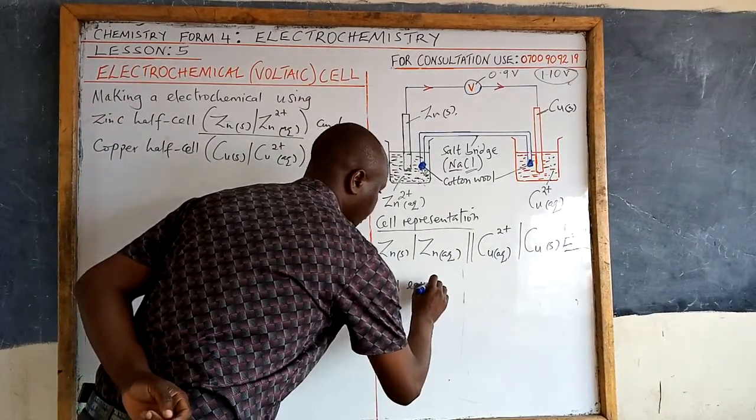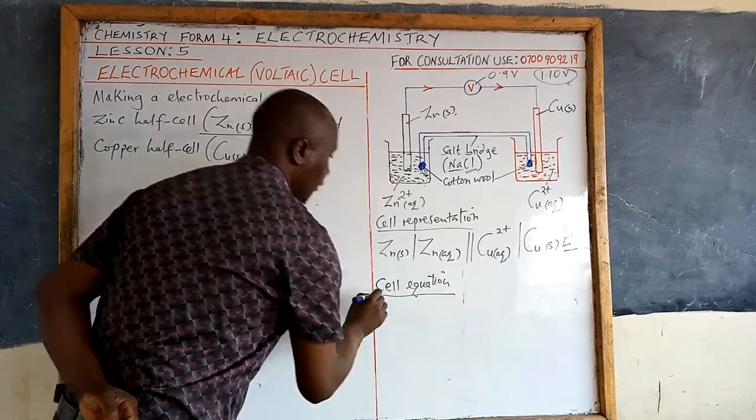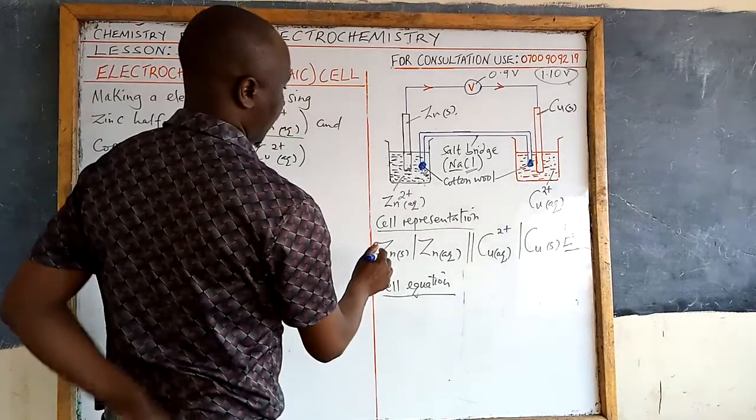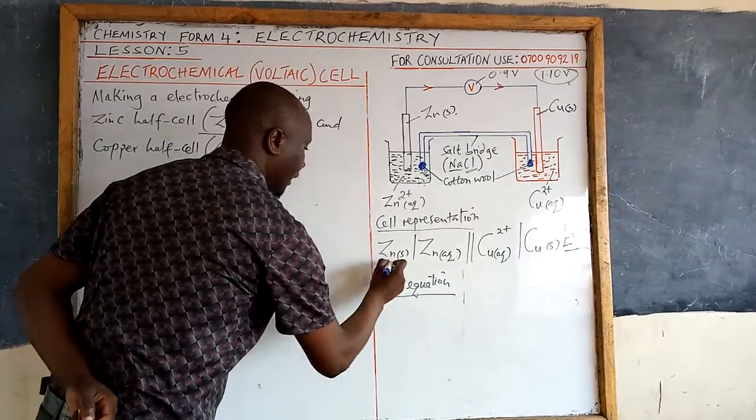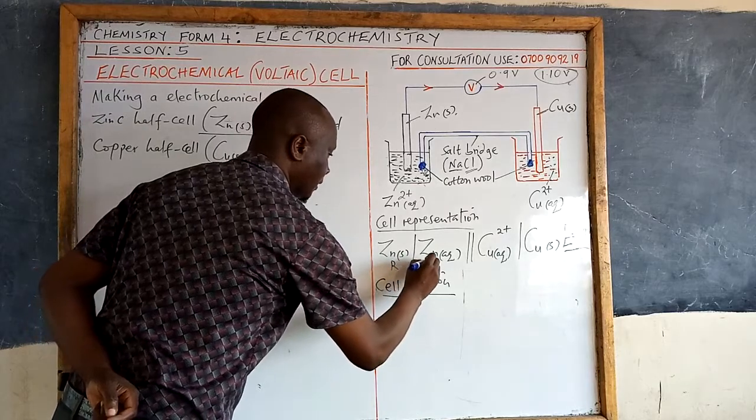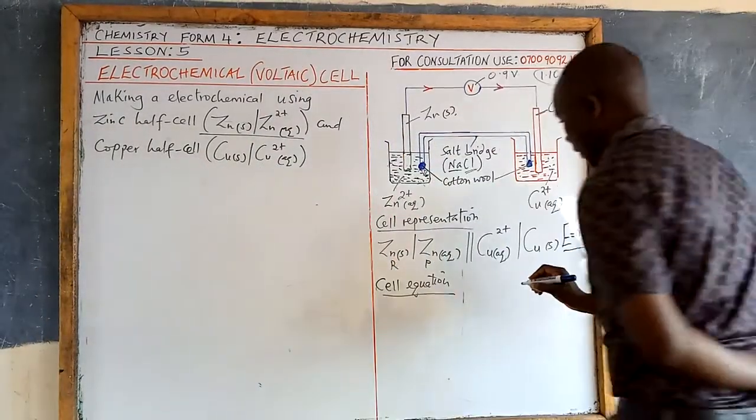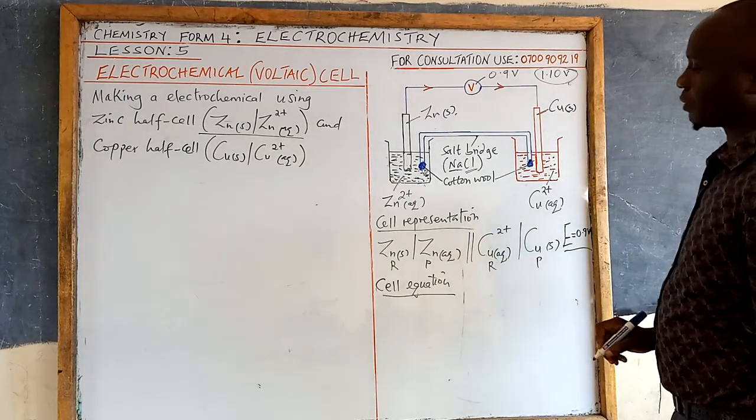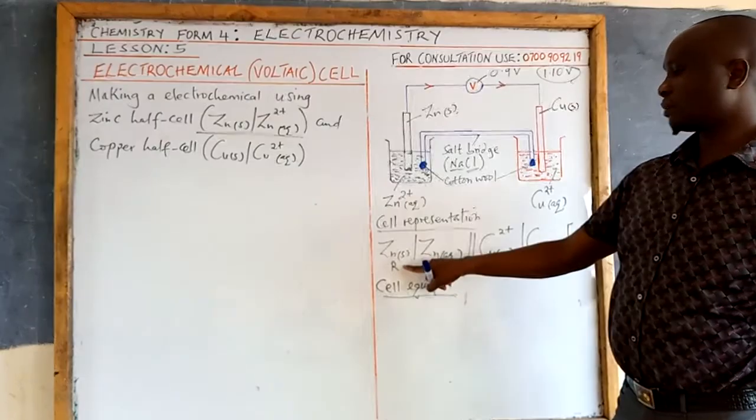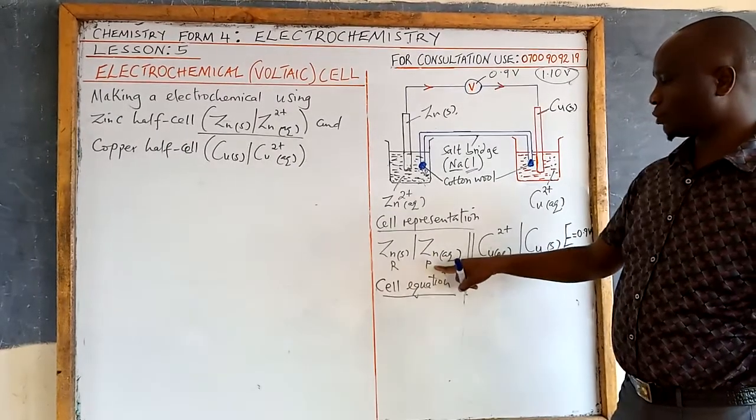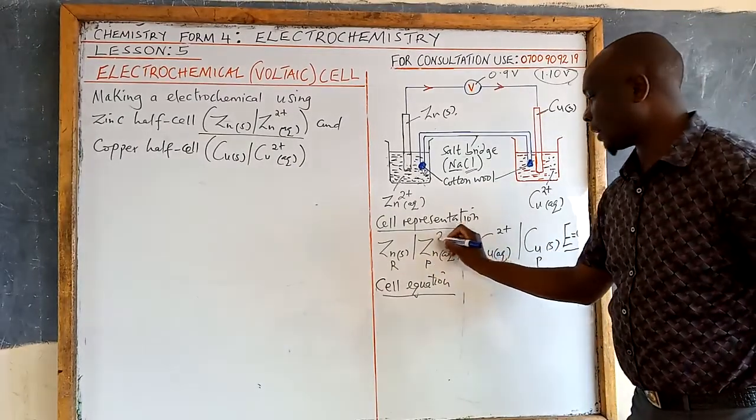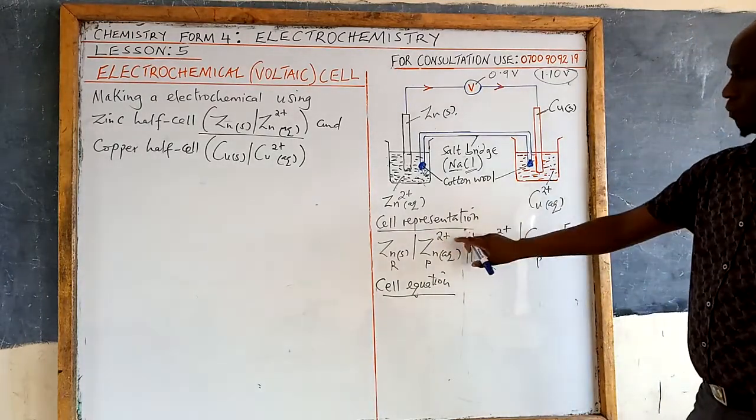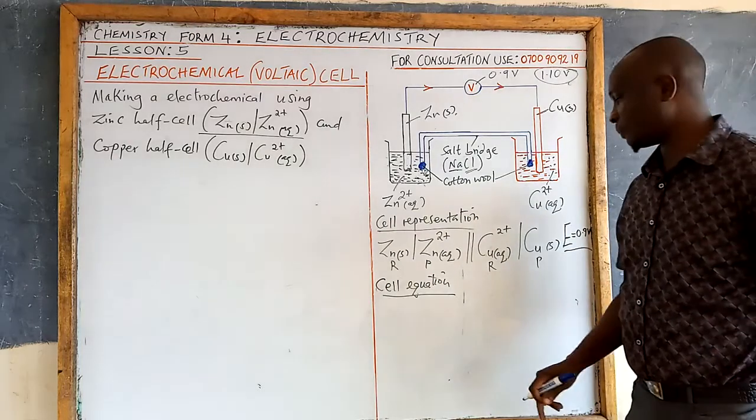Cell equation for the same. So in this case now, the cell equation, as I said, you take this as the reactant and this as the product, then you take this as the reactant and this as the product. Zinc atoms on the plate or the rod will go into solution, forming zinc ions. Remember, these are charged, 2 plus, so the ions you have to have the charge there, 2 plus.